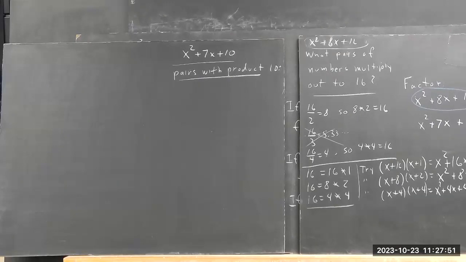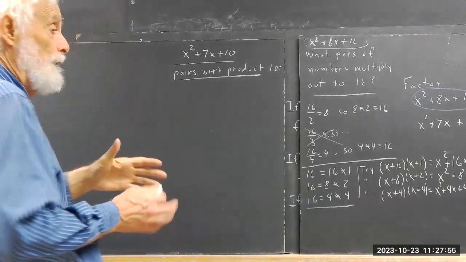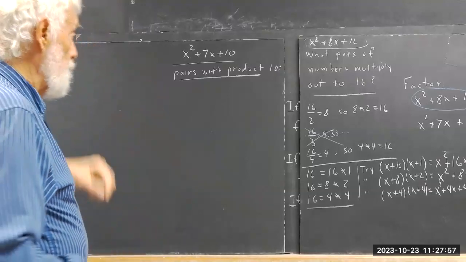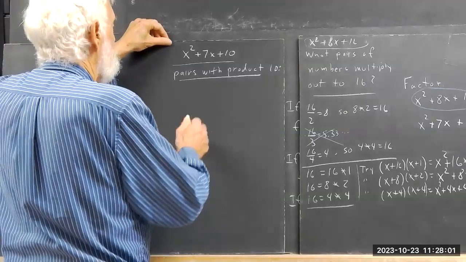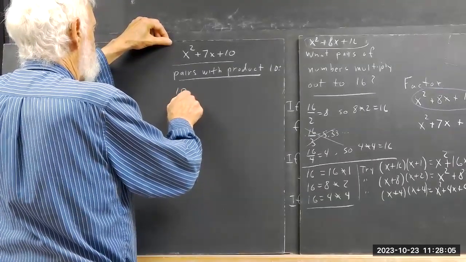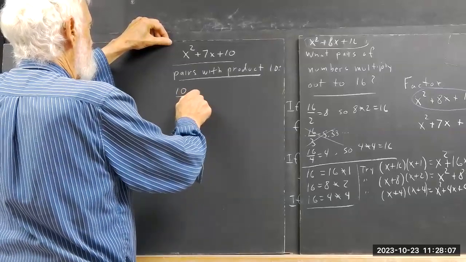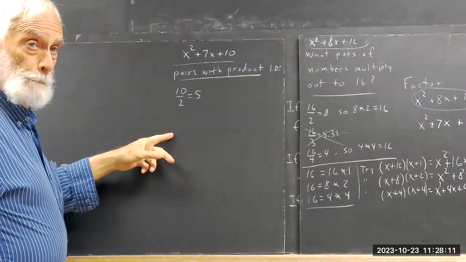Okay, I think we're good with finding errors. Let me just show you, because everybody's got the one non-obvious pair, although it's fairly obvious. Okay, so the way I see people do it, it's 10 divided by 2 equals 5.